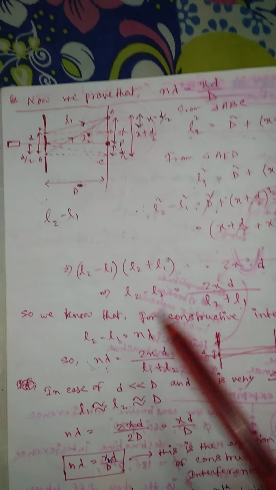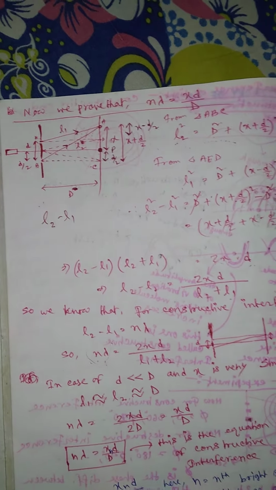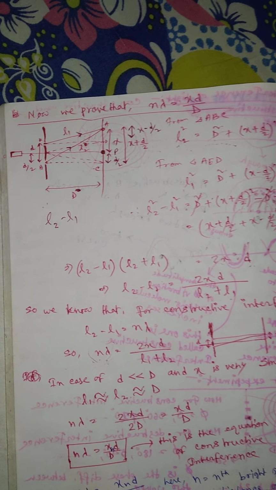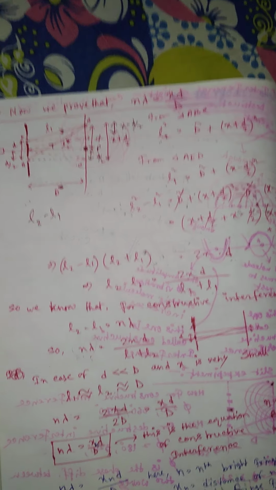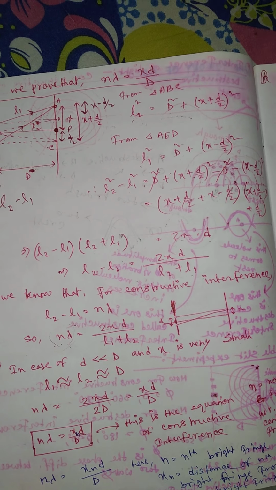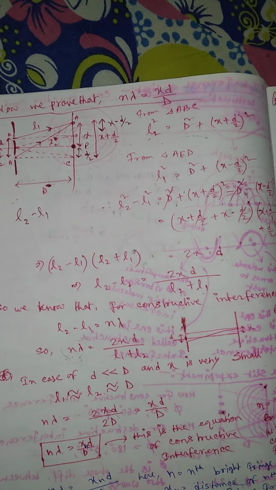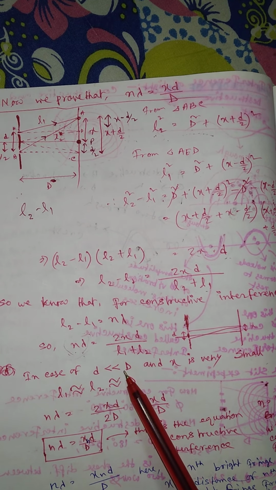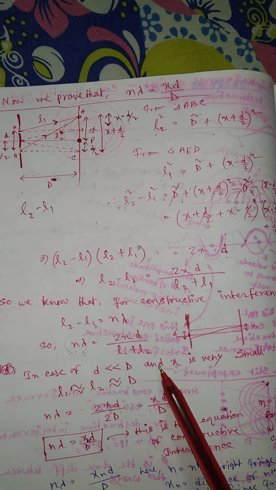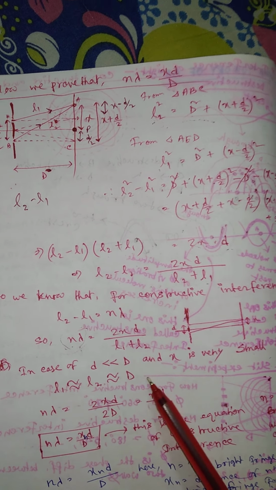Just look at here, this d, that means the distance between two slits, is much less than capital D. Just look at this picture. And x is also very small compared to the distance between slit and screen. Okay, so due to this assumption, that d is much less than D and x is very small, we can assume that L1 is almost equal to L2, which is almost equal to capital D.